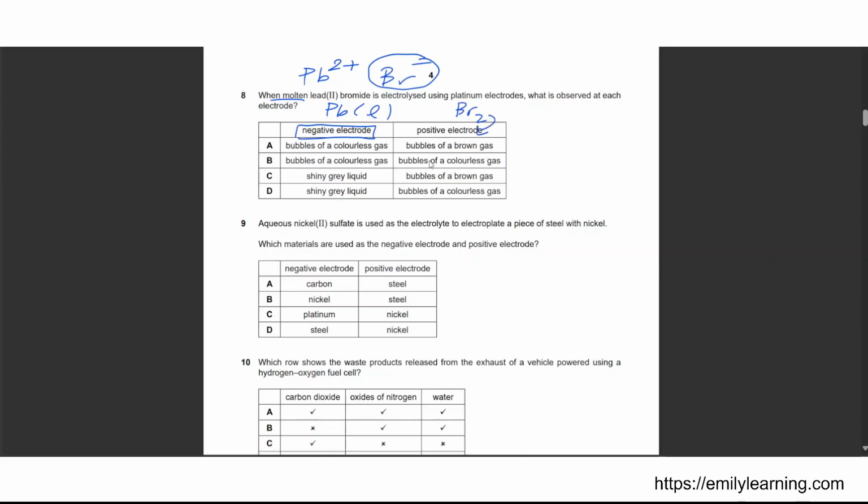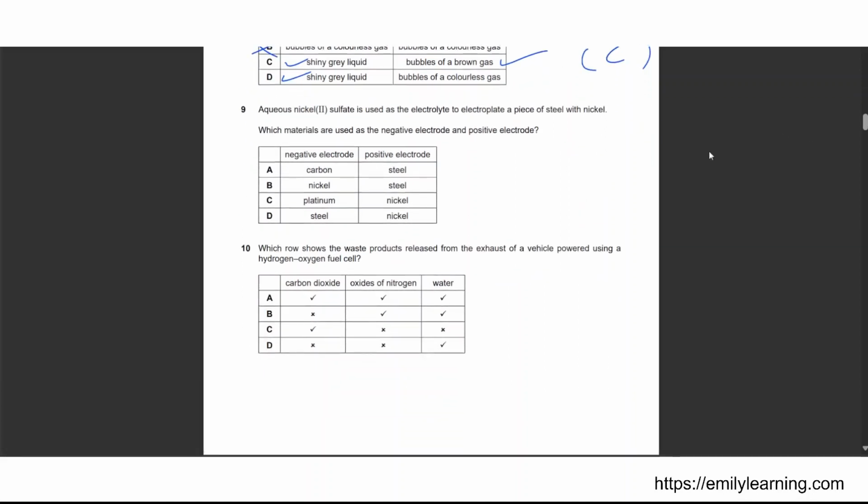So lead is a shiny gray liquid because it is very hot, so lead exists as a liquid, so you get a shiny gray liquid that is formed at the negative electrode, so it's either C or D. Next, you have bromine, and because it's very hot, bromine is a gas, and bromine is a brown gas, so therefore the answer for 8 is C.